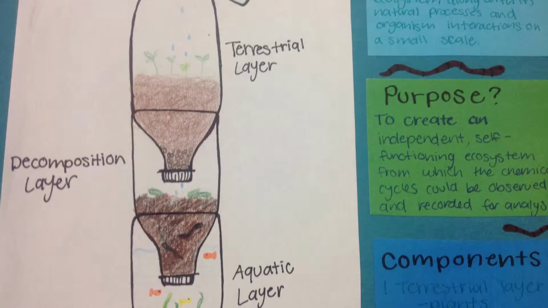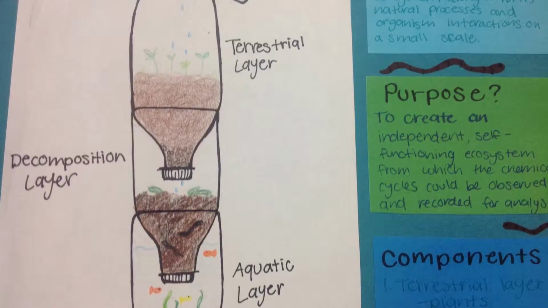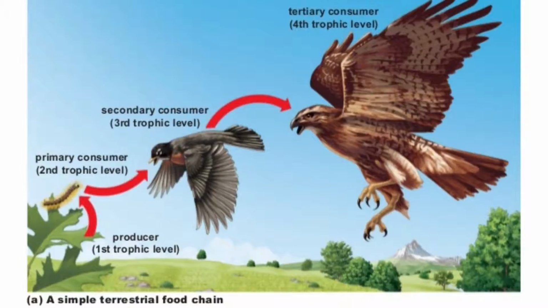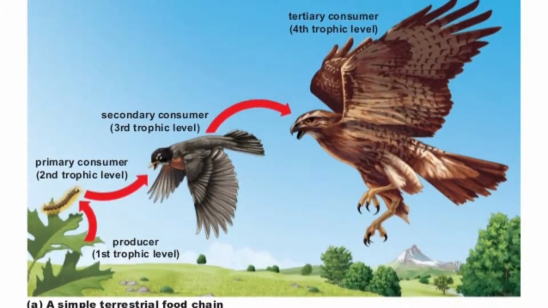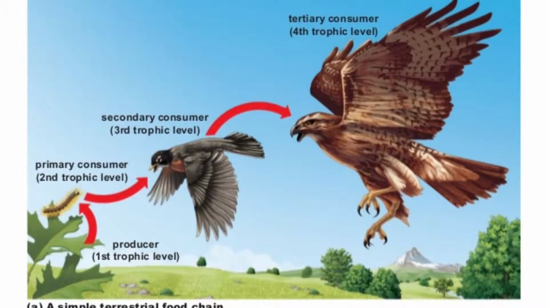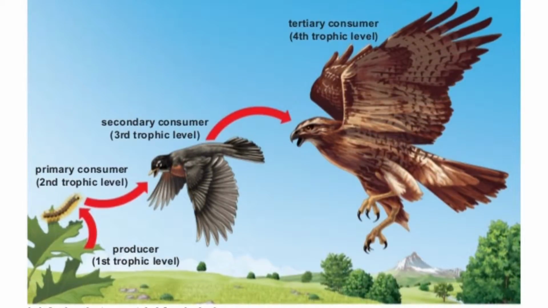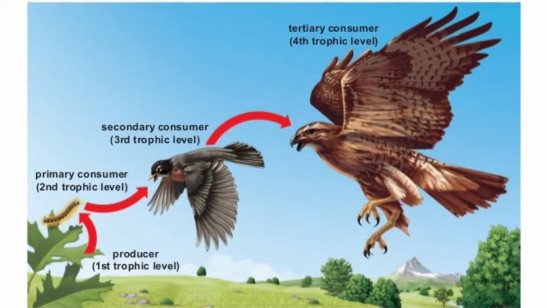It comes in a terrestrial layer, a decomposition layer, and an aquatic layer. It shows food chains. Food chain is pretty much what happens in nature. You start with a plant usually that gets eaten by a bug, then gets eaten by a bird, then gets eaten by, like, cats, let's just say. And then when they all die, they get decomposed back into the soil where everything starts from.